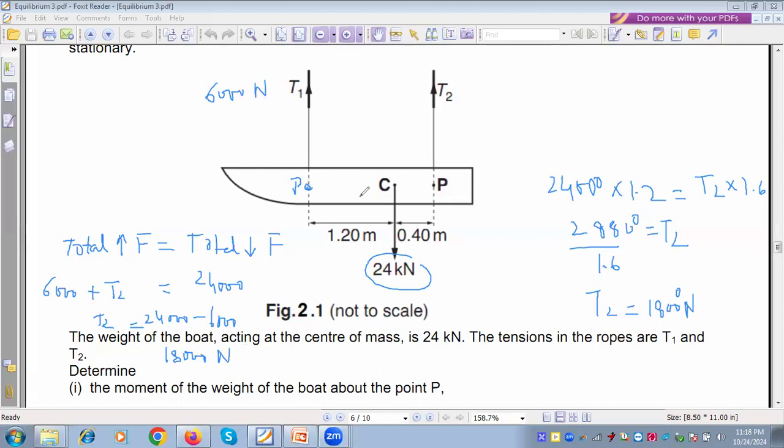So both ways will give you the same answer. Either you take P as a pivot and take moments about this point, where C and the weight cause clockwise moment and T2 causes anti-clockwise moment, which gives 18,000 Newton, or you apply total upward force equal to total downward force. That also gives us the same answer.